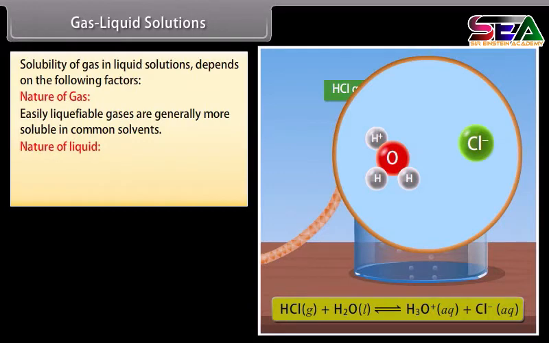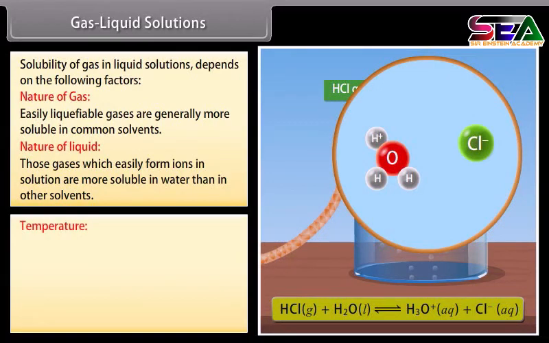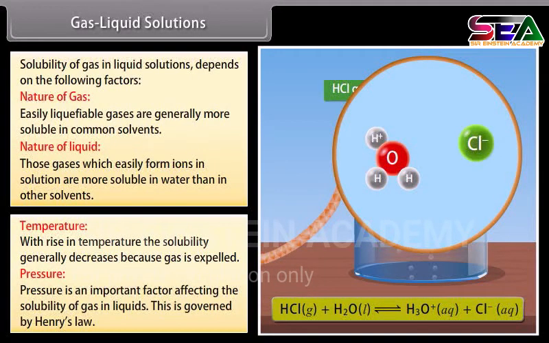Nature of liquid: those gases which easily form ions in solution are more soluble in water than in other solvents. Temperature: with rise in temperature, the solubility generally decreases because gas is expelled, but some gases find their solubility increased at a higher temperature. Pressure: pressure is an important factor affecting the solubility of gas in liquids.